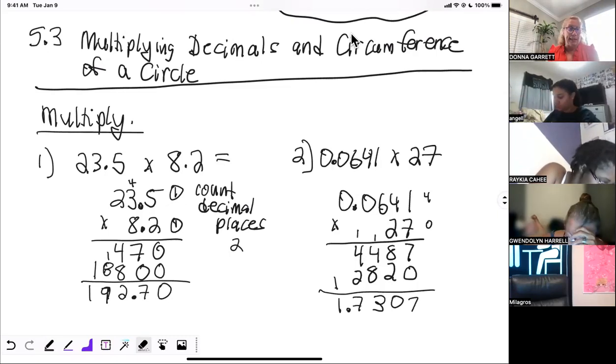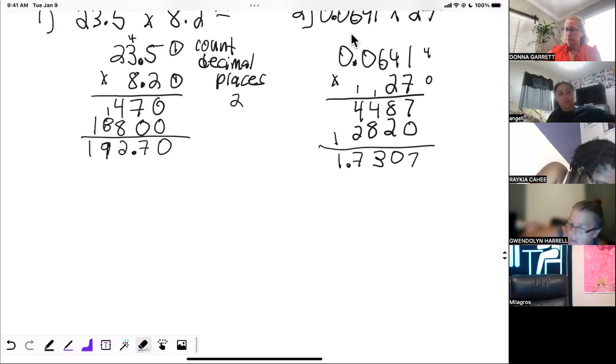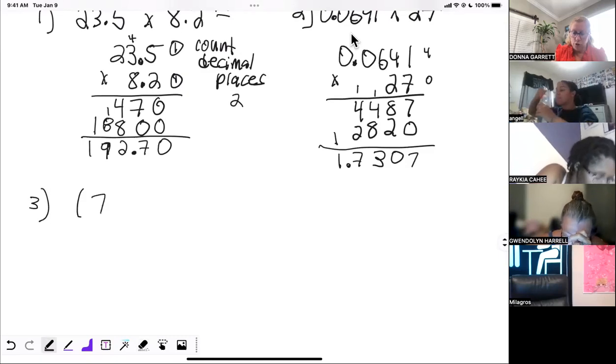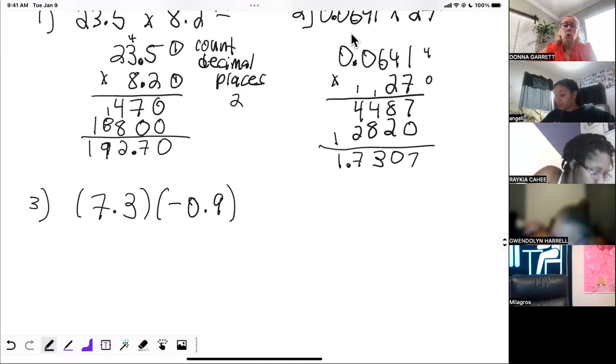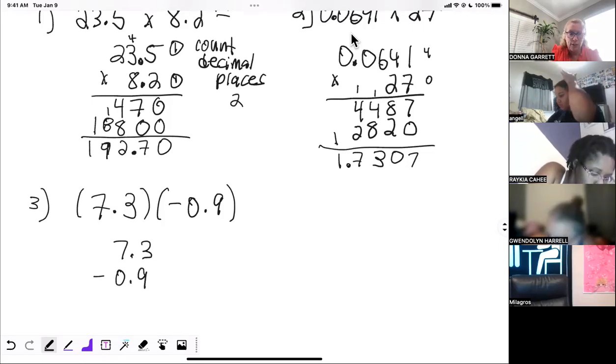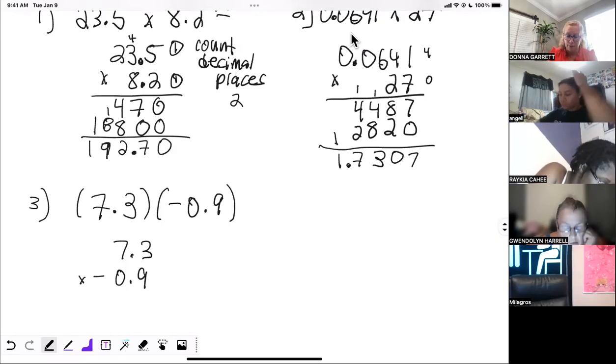All right, let's look at some with negative numbers. So you can also write multiplying like this with parentheses. It still means multiplying. Okay, so we're gonna line it up. 7.3 times negative 0.9. Now don't get lost in the fact that you think that's minus. So make sure you put a multiply sign, just to remind you that it's not a minus, it's a negative.